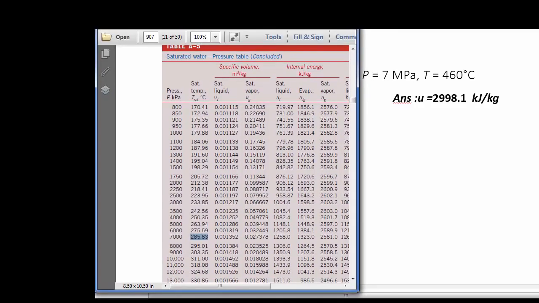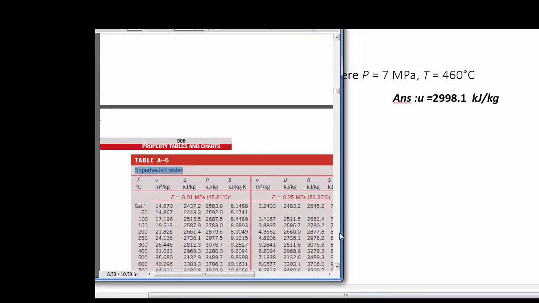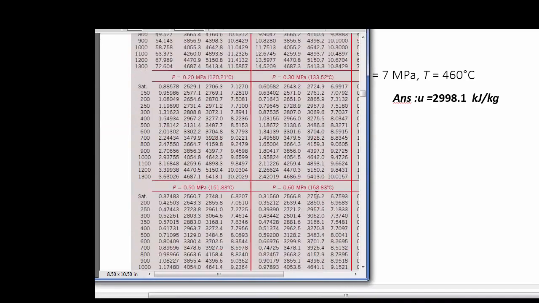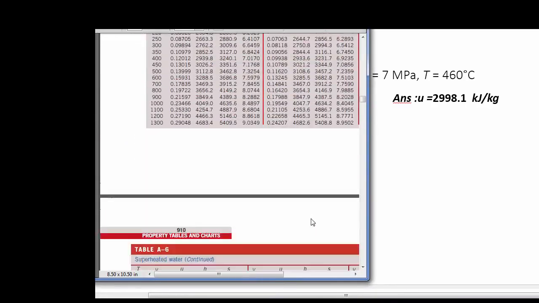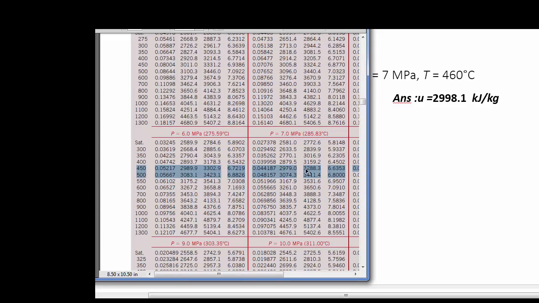After we know that this is superheated vapor, we proceed to the second step, which is to find the properties. Since you know this is a superheated vapor, please go to table A6, superheated vapor, and look for the appropriate pressure, 7 megapascal, which is here. And you look at temperature here. It's 400 and 450, but your temperature is 460. It's in between here. If it were 450, you would be alright. That's directly up on the table. It would be an easy case, but it's in between.